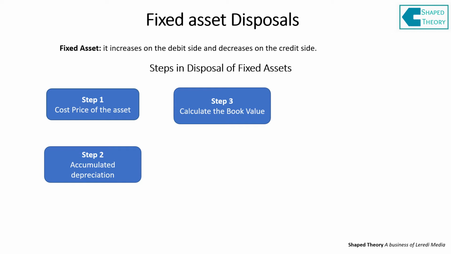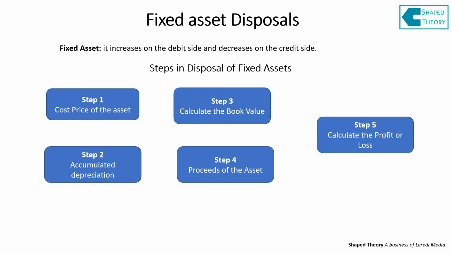Step 3 relates to the calculation of the book value or the carrying amount of the asset. Step 4 is determining the proceeds of the asset. This is the amount for which the company is selling or disposing of the asset. Step 5 relates to the calculation of the profit or loss on the sale of the asset.